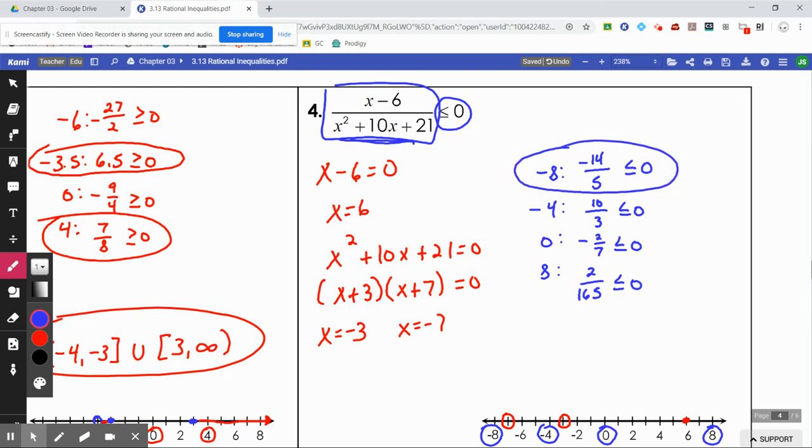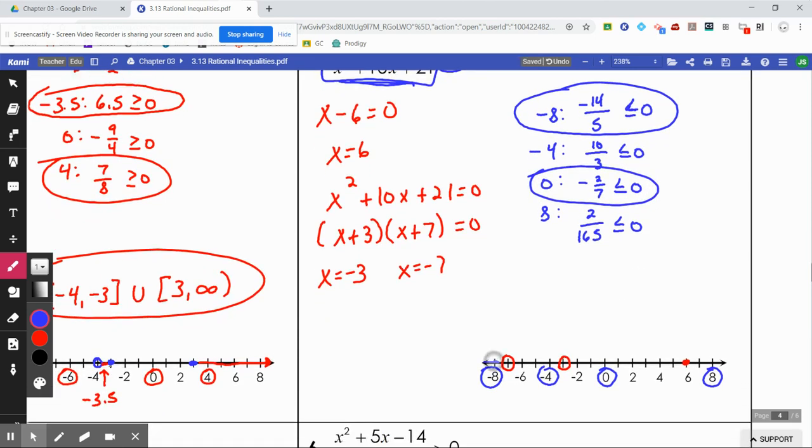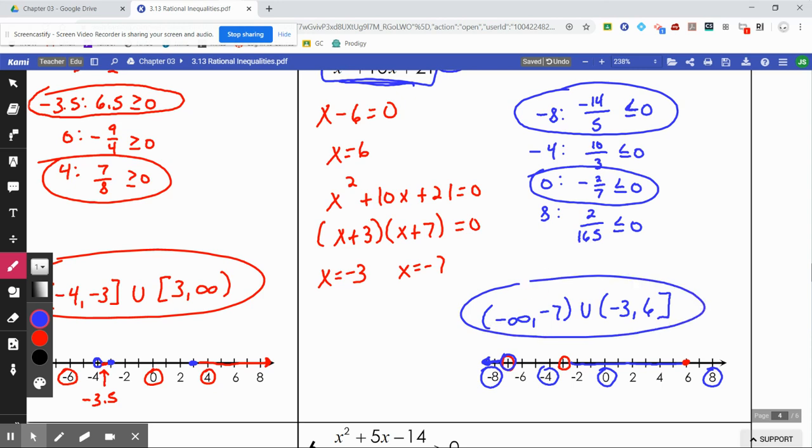This is true because negative 14/5 is less than 0, and negative 2/7 is less than 0. So my true statements come from this region and this region. So my answer is all values from negative infinity up to this value of, I believe it was negative 7, not including negative 7 because it was an asymptote line, or all values from negative 3 to 6. And we can't include 6 because that was a 0.